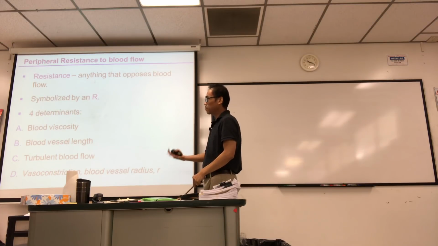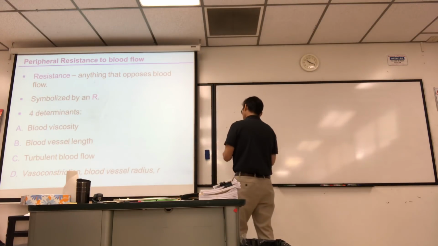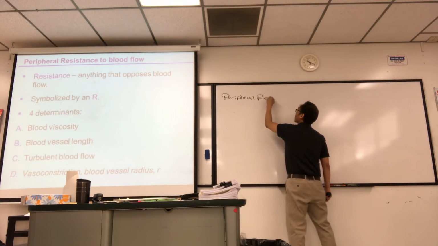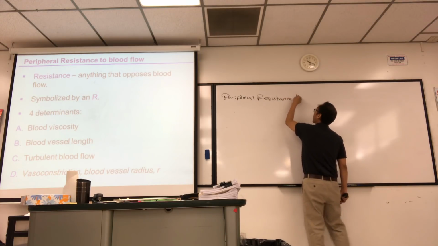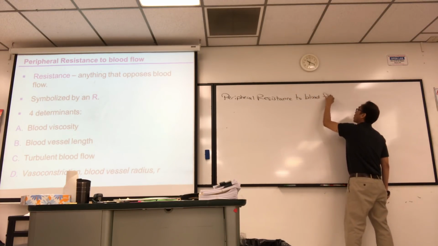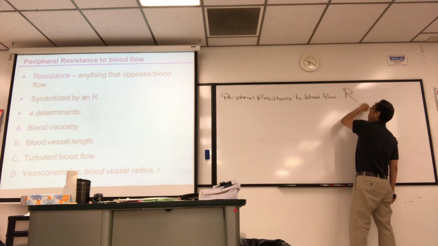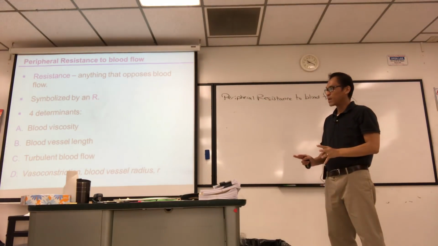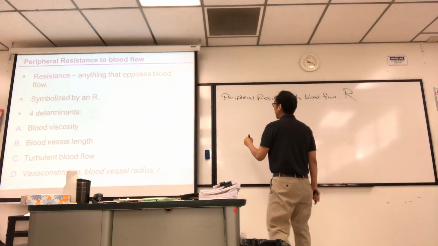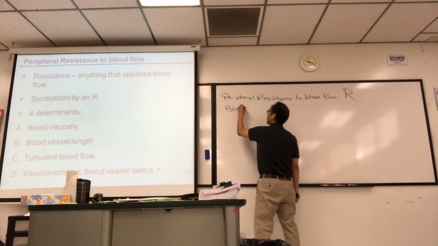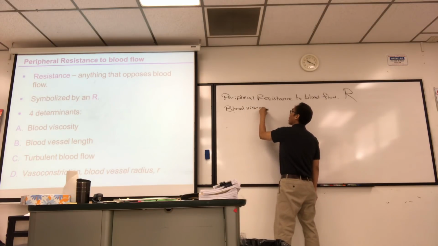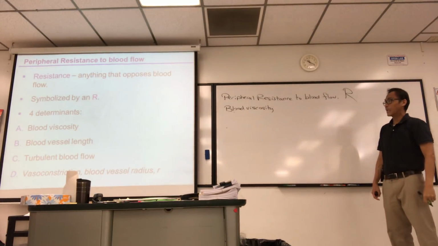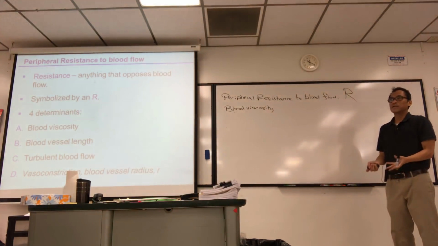Resistance is resistance to blood flow. Usually symbolized by capital R, resistance. And, well, 4 determinants there. Now, most of these are constant, so let me kind of go through them. Blood viscosity. Think about things that cause blood to resist flow, and we've got viscosity. In adults, it stays pretty much constant.